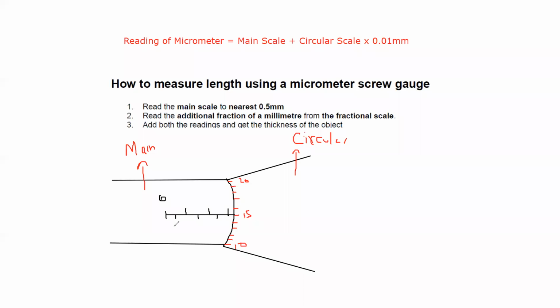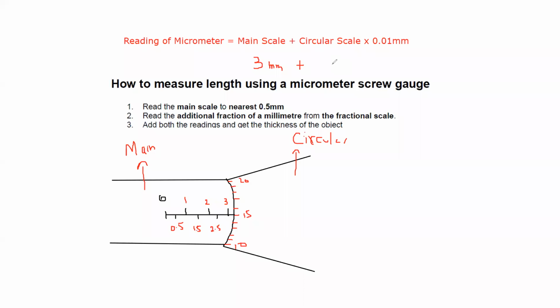So this one is 0.5, 1, 1.5, 2, 2.5, 3. So 3 is the last point which is visible. So the main scale reading is 3 millimeter.